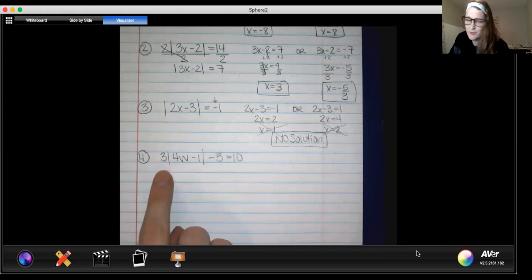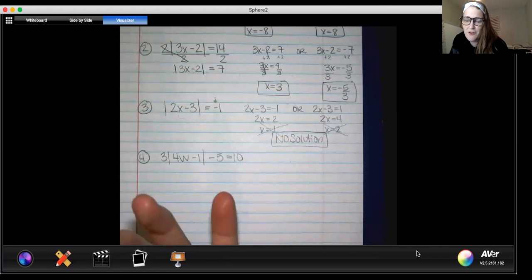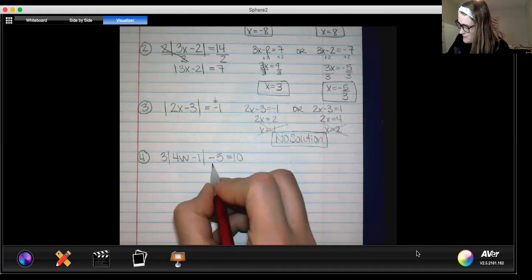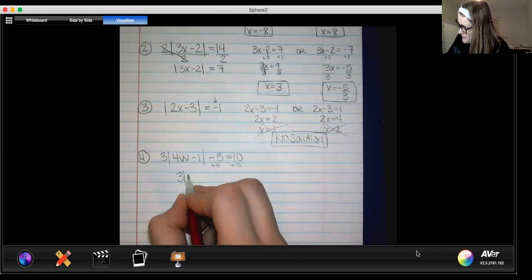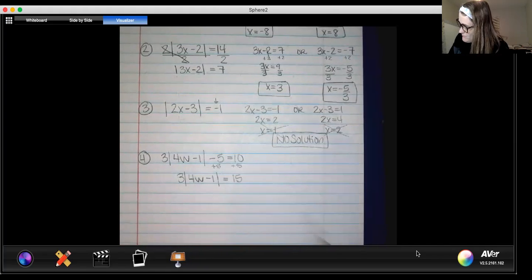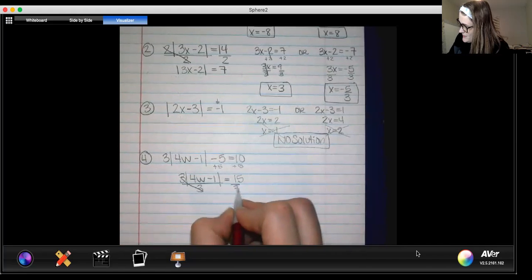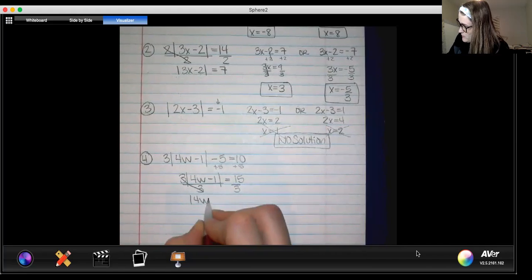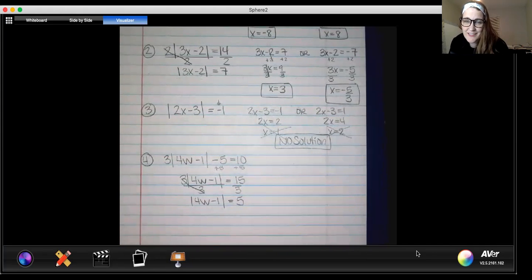So the first thing would be what? Think of it as a variable. Let's say it says 3x minus 5. What would you do first to solve? Well, you would add the 5. So you get 3 times the absolute value of 4w minus 1 equals 15. And then I would divide by 3, and I get the absolute value of 4w minus 1 equals 5. Now that it's isolated, I can go ahead and turn it into my 2 equations.